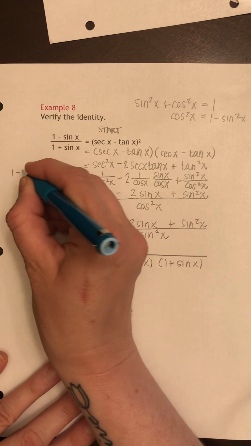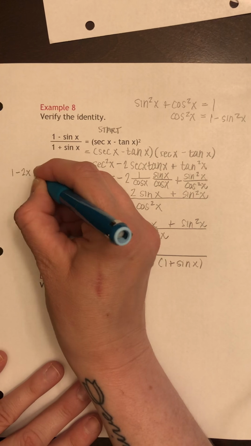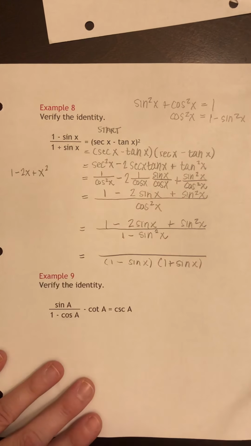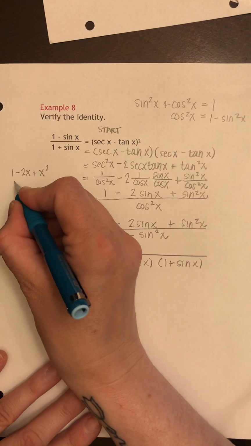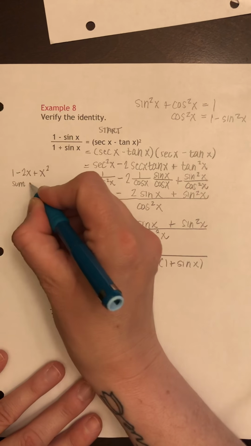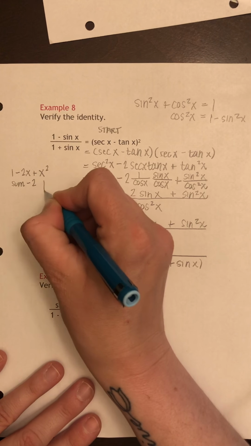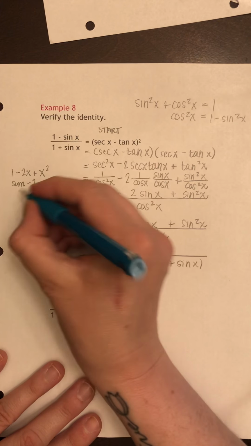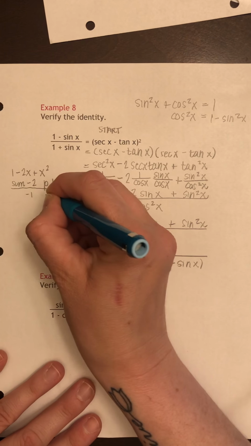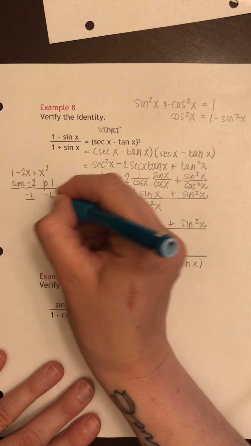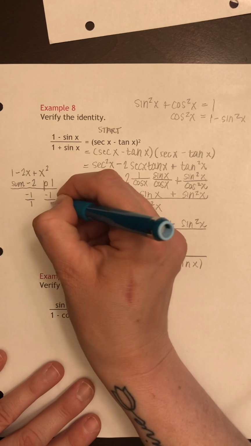Let's pretend for a moment that I had this problem right here. That's one that we are familiar with, right? So if you were going to do a sum and product chart, your sum would be negative 2. Your product would be positive 1. What numbers are going to work? A negative 1 and a negative 1. We're going to put them over our leading coefficient of 1.